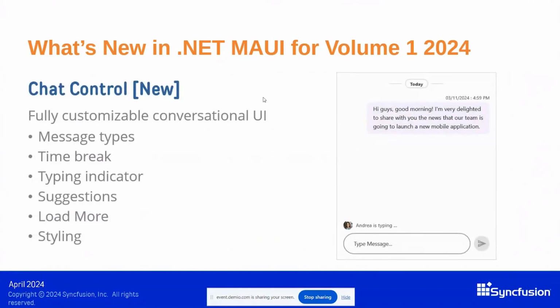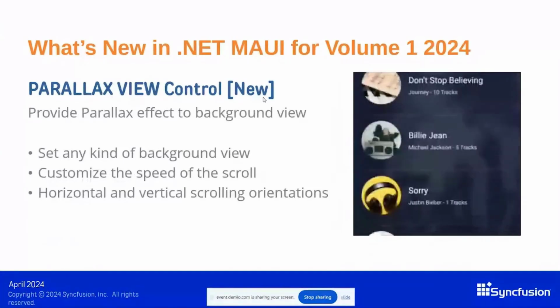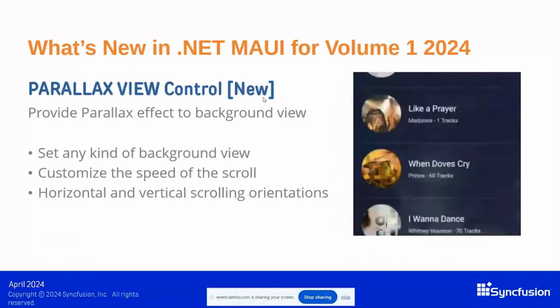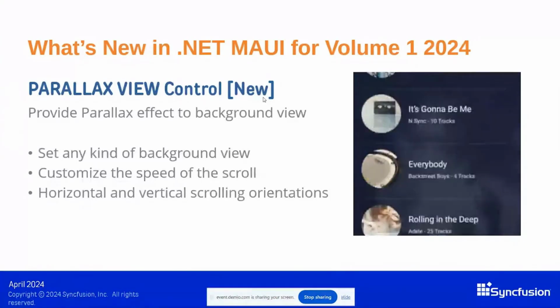So let me share the details of controls released in Volume 1 2024. The chat control, which we just saw, is used for a fully customizable conversational UI. The key features are message types, time break, typing indicator, suggestions, load more, and styling. Parallax view control is used to provide a parallax effect to a background view. The key features are you can set any kind of background view, you can customize the speed of the scroll, and there's support for horizontal and vertical scrolling orientations.